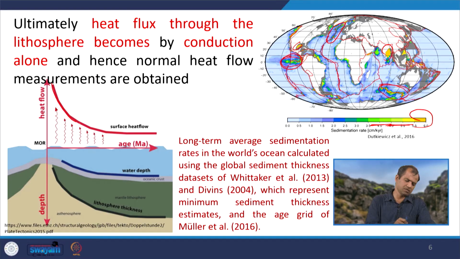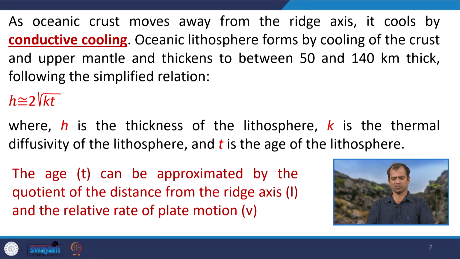So, ultimately once this conduction system is dominating by the close of these cracks, the heat production, or this heat distribution from this mid-oceanic ridge system to away from the mid-oceanic ridge system, is reducing. If you see here, the long term average sedimentation rate in the world ocean is given here, and that is defining the sealing edge, what would be the sealing edge at a different part of this ocean. Now, if this conduction cooling is there, what is the effect of this cooling?